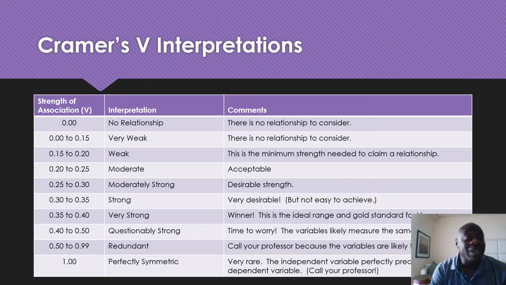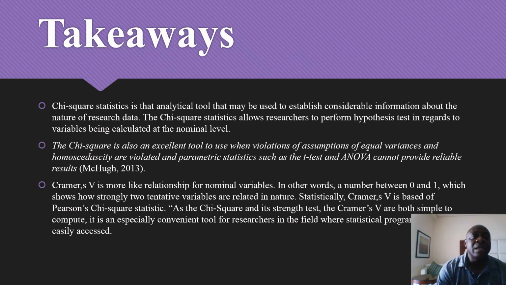This is where we got our relationships from, our interpretations from. 0.15 to 0.20, weak. A 1 is perfectly symmetric. So that's where we got those values from. Those values didn't just appear by themselves. Now, the takeaways here: the chi-square statistic is an analytical tool that may be used to establish considerable information about the nature of research data. The chi-square statistic allows researchers to perform hypothesis tests in regards to variables being calculated at the nominal level.